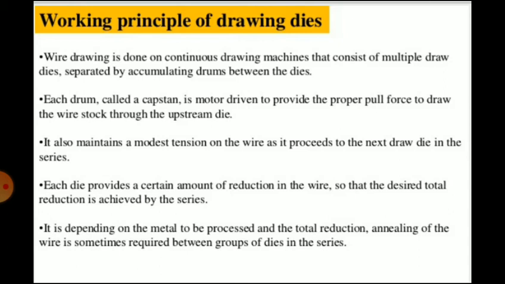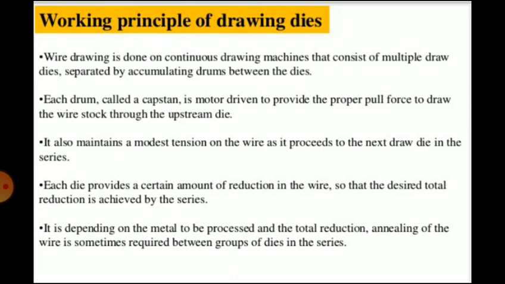So this is the working principle. Wire drawing is done on continuous drawing machines that consist of multiple draw dies separated by accumulating drums between the dies. Each drum is called a capstan. Already we have seen the diagram. There are the capstan drums. That drum, called a capstan, is motor driven to provide proper pull force to draw the wire stock through the upstream die. It also maintains modest tension on the wire as it proceeds to the next draw die in the series.